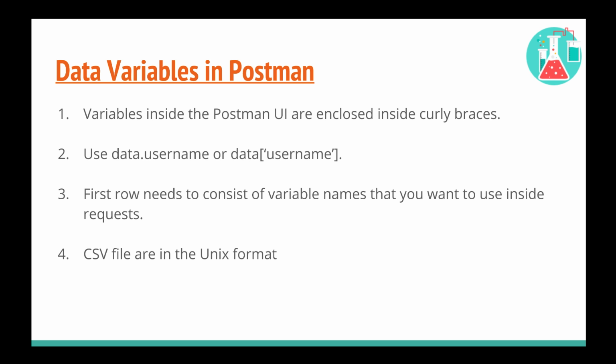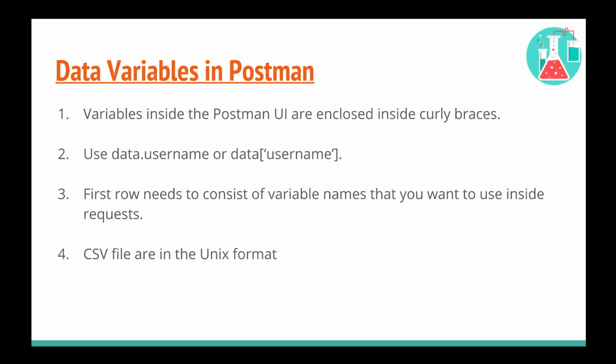Alright, so let's start. What are data variables in Postman? Variables inside Postman, if you have followed my other tutorials, are generally used with curly braces. Suppose you have a particular CSV file, which is your data file, or you can say test data. You can access this test data in Postman using data.username, where username is your column ID, or you can access it using the second method, where you pass it in curly braces as data and then username.